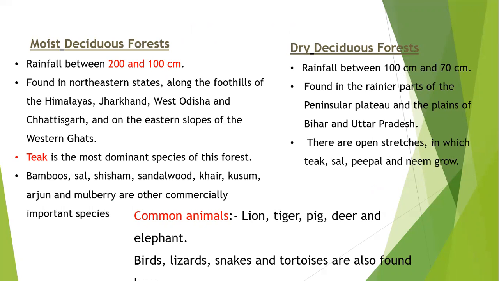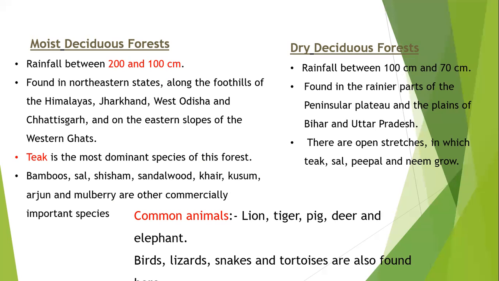Moist deciduous forests are found along the foothills of Himalayas, Jharkhand, Odisha, Chhattisgarh, and the eastern slopes of Western Ghats, whereas the dry deciduous forests are found in the rainier part of the Peninsula Plateau and the plains of Bihar and Uttar Pradesh. In the moist deciduous forest, teak is the most dominant species of the forest. Bamboo, sal, shisham, sandalwood, kher, kusum, arjun, and mulberry are also some other commercially important species.